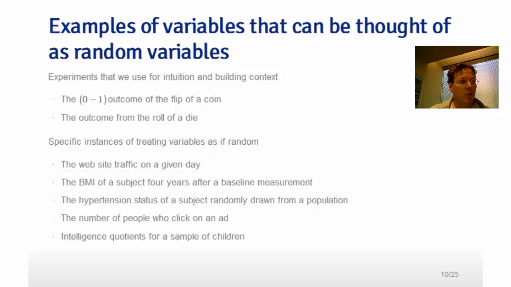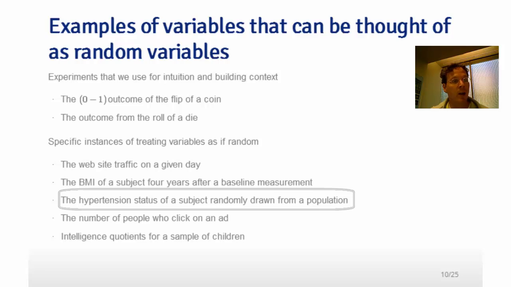We'll use the Poisson distribution likely to model that. The BMI of a subject 4 years after a baseline measurement is a somewhat random example I came up with, and in this case we would likely model BMI, body mass index, as a continuous random variable. The hypertension status of a subject randomly drawn from a population could be another random variable. Here we might give a person a 1 if they have hypertension or were diagnosed with hypertension, and a 0 otherwise. So this random variable would be modeled as discrete.